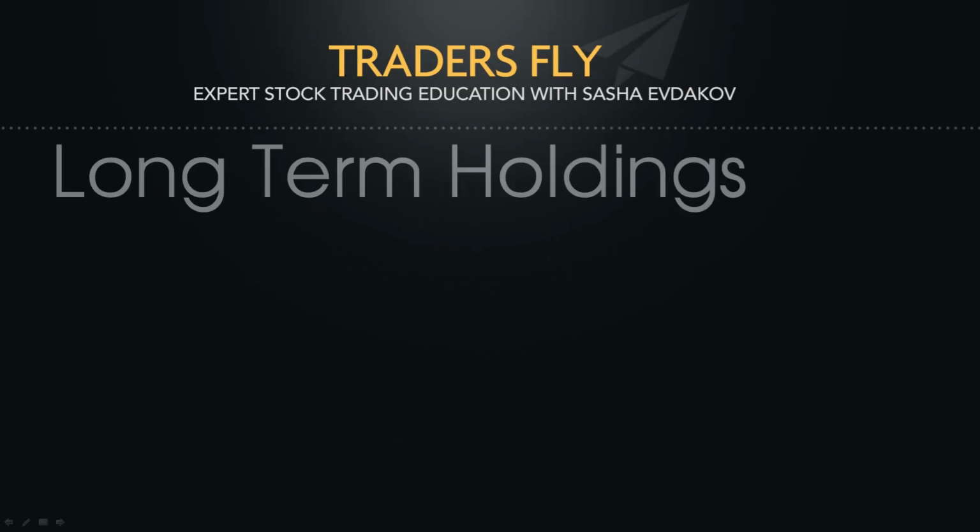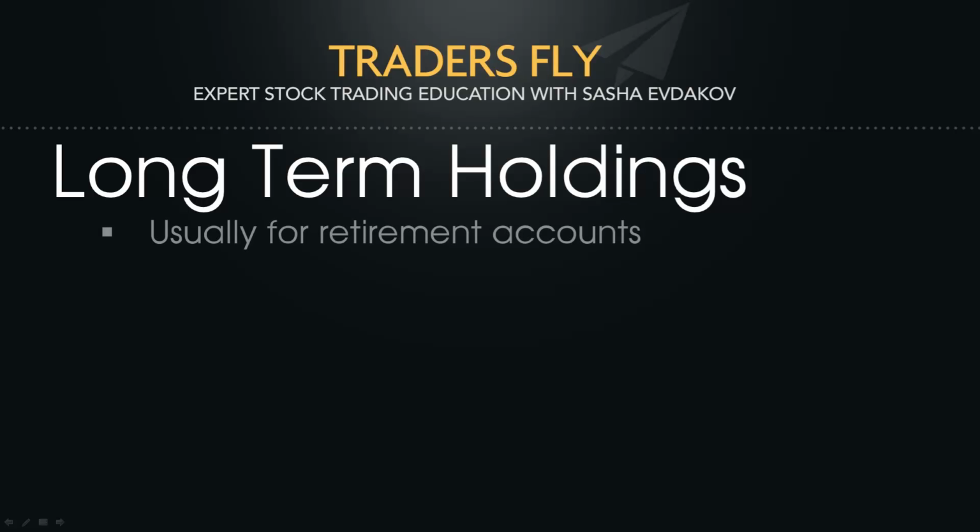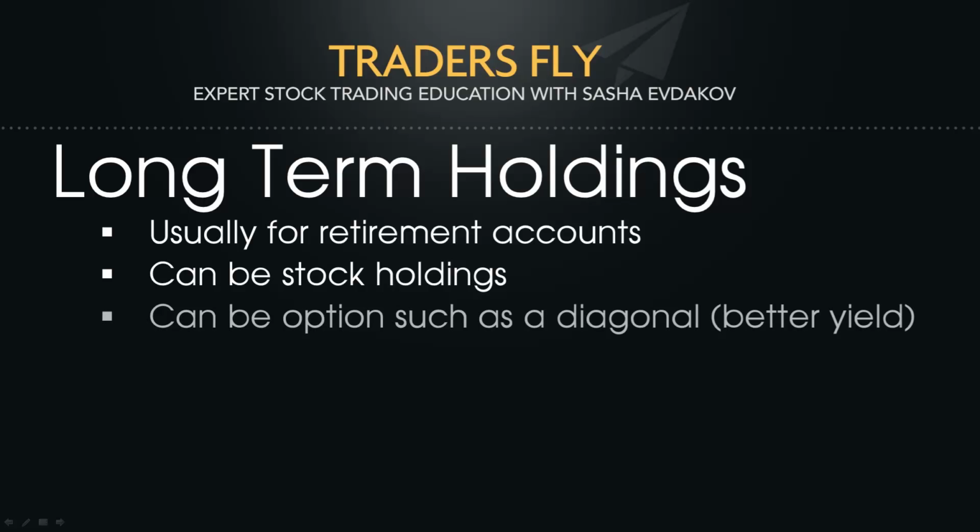And finally, the long-term holdings is the third part to your portfolio, or it should be. Usually, again, it's more so for the retirement accounts. It could be for your kids' accounts, could be for a 529 savings account. It can be for a lot of different things. But long-term holdings can be stock holdings, or it can be options such as diagonal, in which case you get better yield. Because remember the nature of the game. The name of the game comes down to yield.